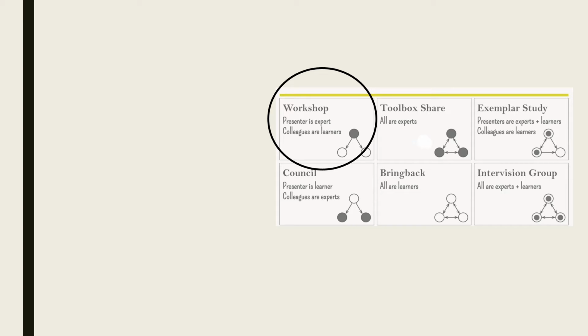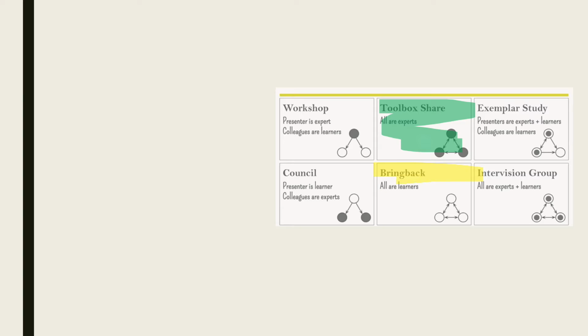But today, the three formats that I want to talk more about are the toolbox share, the bring back, and the intervision group. And the reason for this is because everyone in these three is positioned equally. So in toolbox share, everyone is an expert. In the bring back, everyone is the learner. And in intervision group, everyone is an expert and a learner.